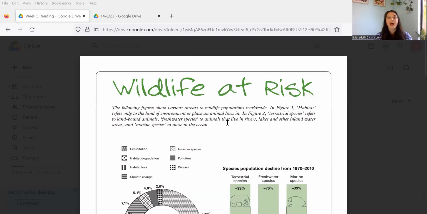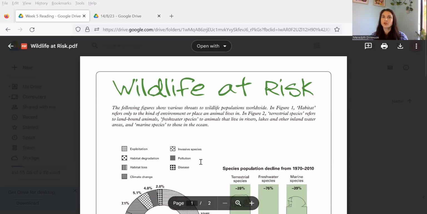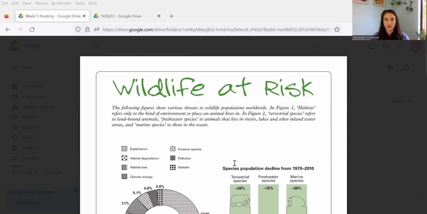Okay, this is our text. It's called Wildlife at Risk, and I'm going to discuss it because there's quite a few tricky things in here. I can understand if you're getting some of these questions and answers wrong, because there's a lot of complicated information in here.